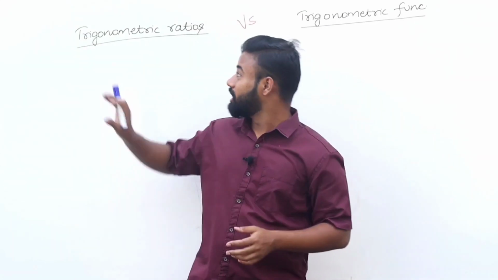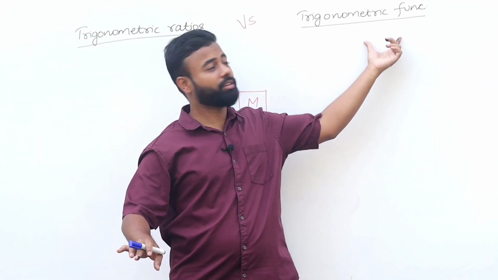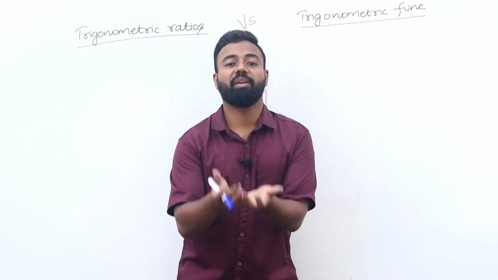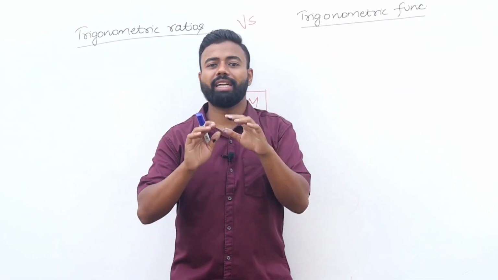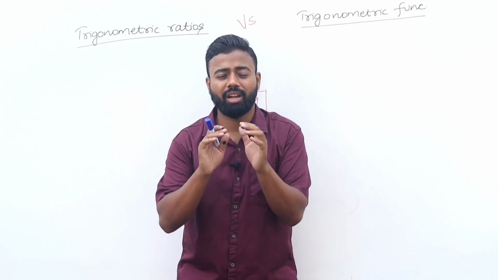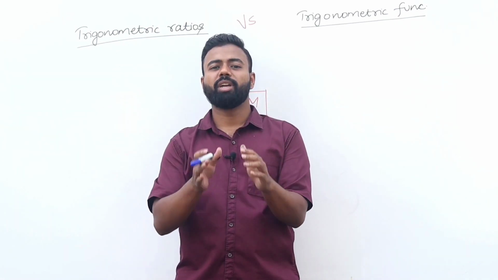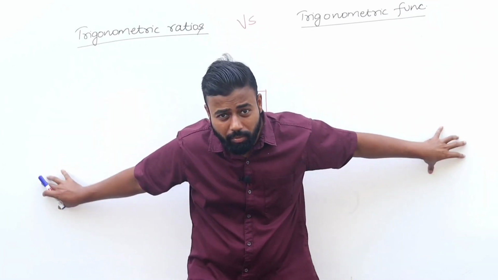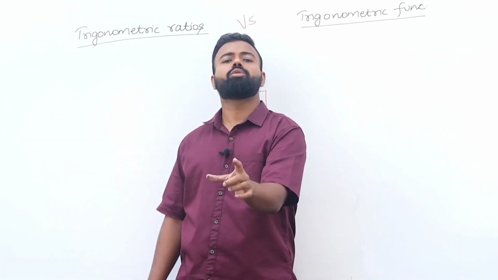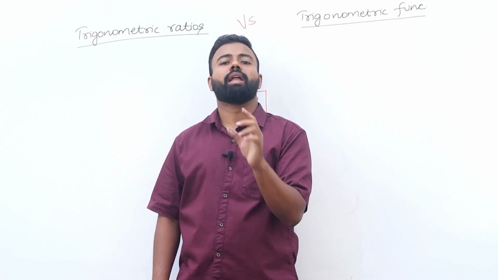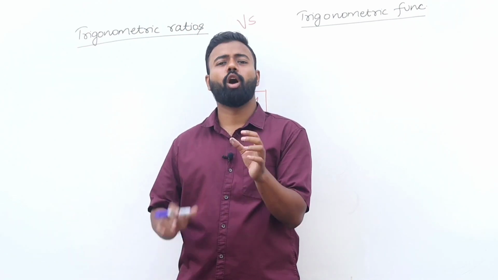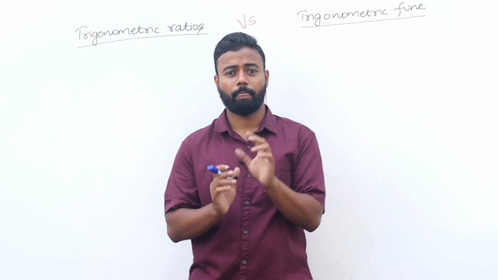The next topic is trigonometric ratios versus trigonometric functions. The chapter name is trigonometric functions, but in class 10th we learned a chapter with the name of trigonometric ratios. The obvious question coming into the student's mind would be: are they both the same? Are they both different? The answer to this question is, they both are different. Let me explain with a small example how they are different and what the difference between them is.